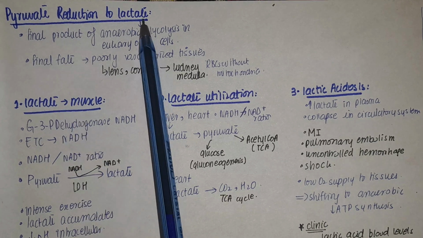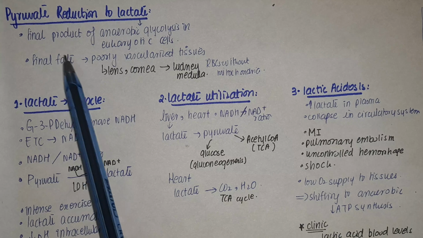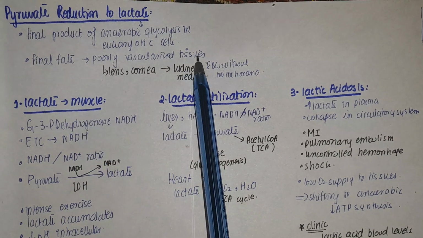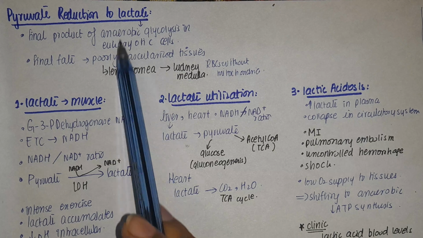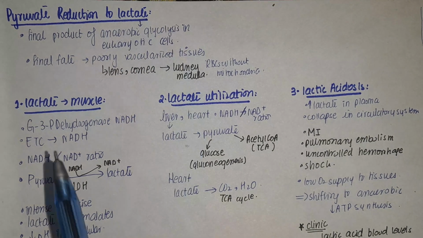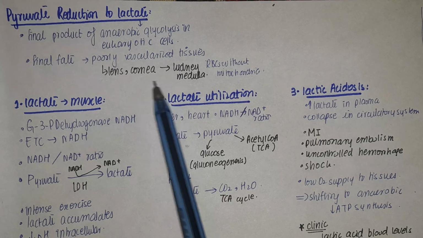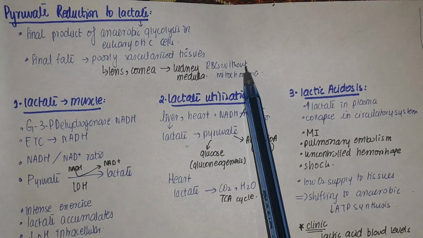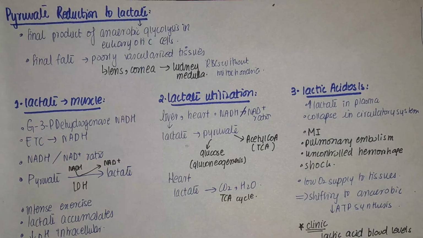Now, the final fate of this pyruvate is lactate in poorly vascularized tissue. It means that in the tissues where oxygen is less, anaerobic glycolysis will take place. What will happen in such a situation, like in the lens, in the cornea of the eye, in the kidney medulla, in the RBCs without mitochondria? This pyruvate will get converted into lactate.